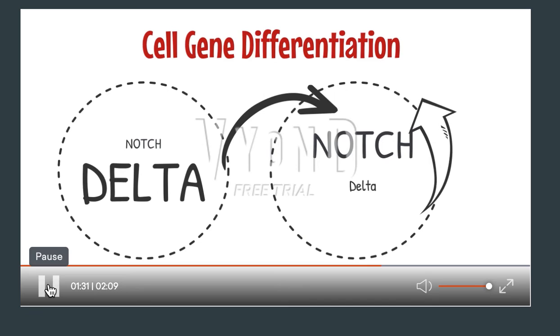When the Notch is upregulated, it keeps on upregulating itself. This causes a decrease in delta. All of these changes further change the cell, eventually leading them to have completely different functions.